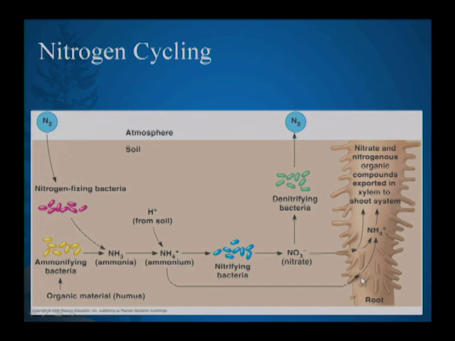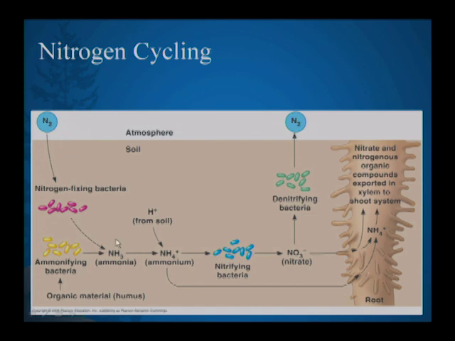And this can be absorbed directly by plants and utilized by plants, but also we have the nitrifying bacteria, which can convert ammonia to nitrate, NO3. And nitrate is also a very useful form of nitrogen, can be directly incorporated into a variety of important organic molecules. And so nitrates can be absorbed by the plants and utilized by the plants.